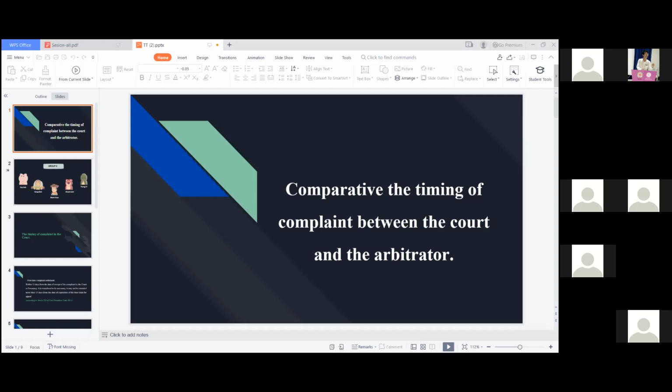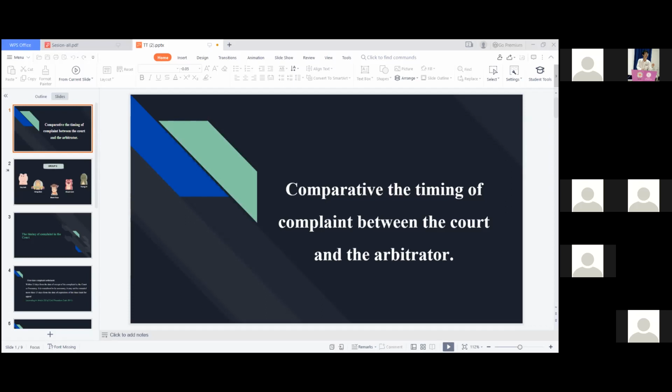And about the second-time complaint settlement, according to Clause 1, Article 507 of the Civil Procedure Code 2015, within 5 working days from the date the complainant receives the first-time complaint settlement decision, if he or she disagrees with that decision, he or she has the right to lodge a complaint with the person competent to settle the second-time complaint too.